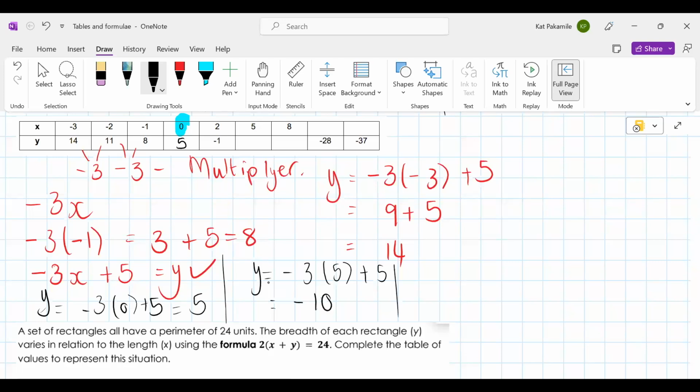Do you want to do another one? Yes. Let's go for it. I love it. Y equals -3 times 8 plus 5. What's -3 times 8 plus 5? -24 plus 5 is actually -19.